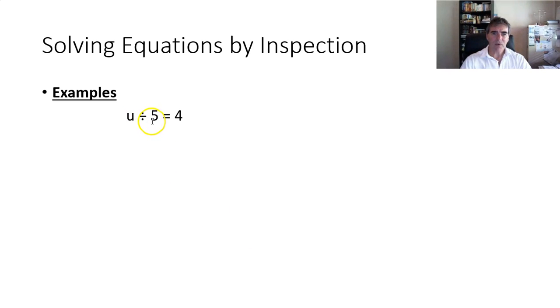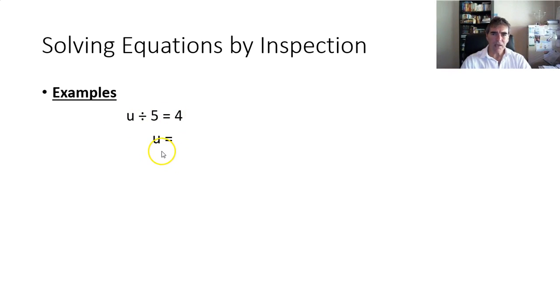So something divided by 5 equals 4. Let's be a little bit careful, just like the subtraction ones. We're not saying 5 divided by 4, we're saying some number divided by 5 equals 4. So how many 5s in this number go 4 times?